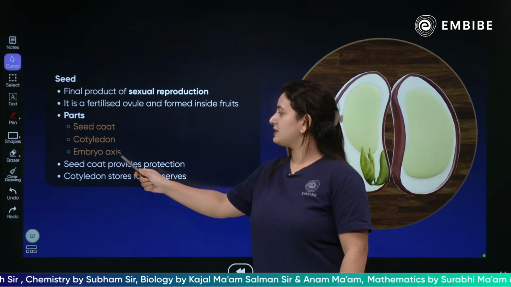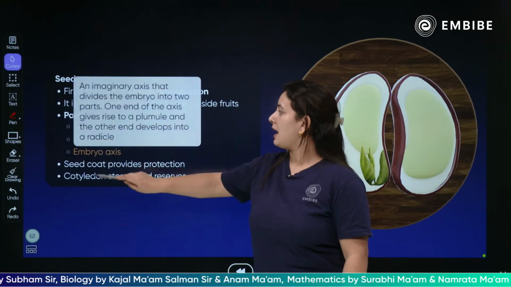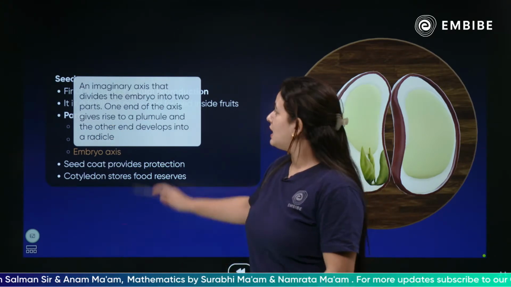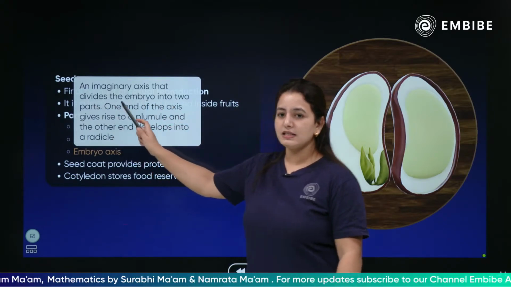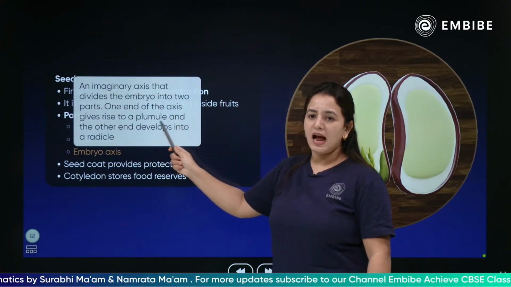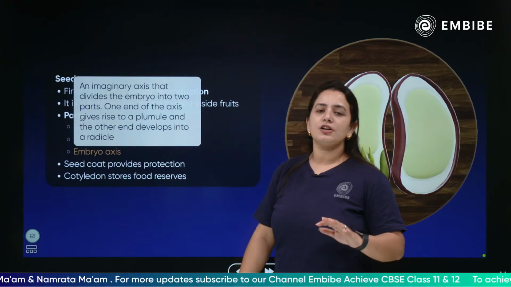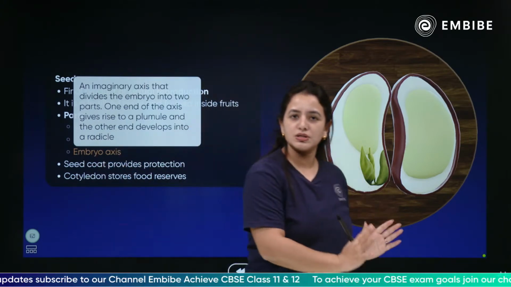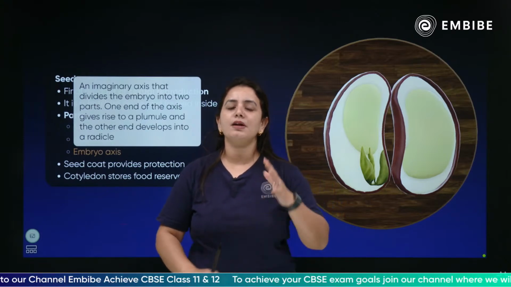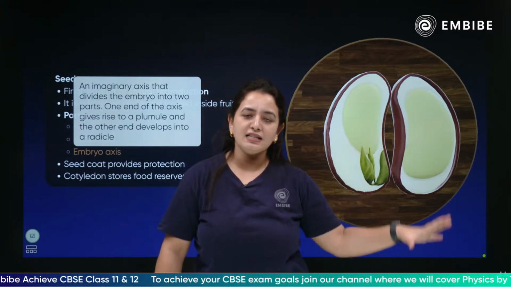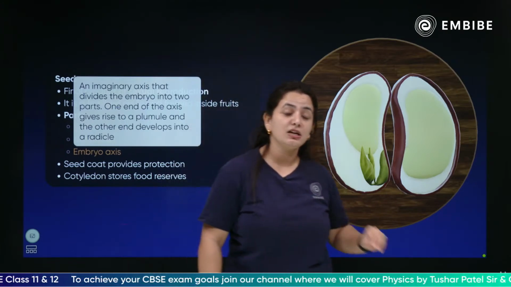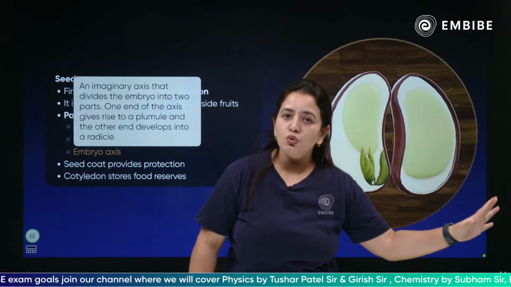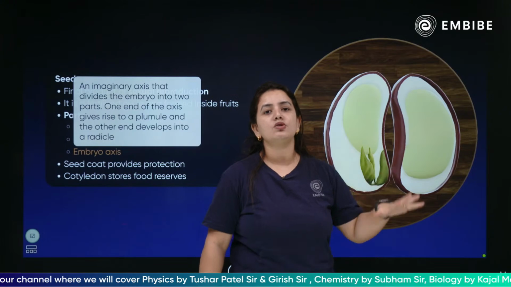Next we have the embryo axis. What is the function of the embryo axis? It is just an imaginary axis that divides the embryo into two parts. One end of the axis gives rise to the plumule and the other end develops into the radicle. This axis is assumed to lead to the differentiation between the plumule and the radicle. The plumule eventually develops into the shoot system while the radicle develops into the root system.